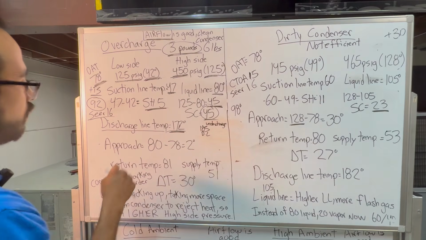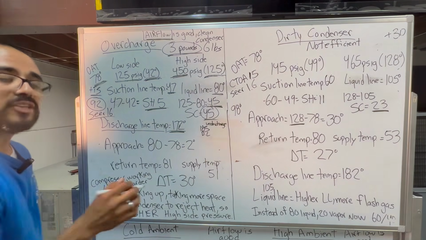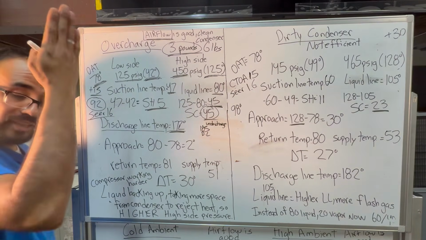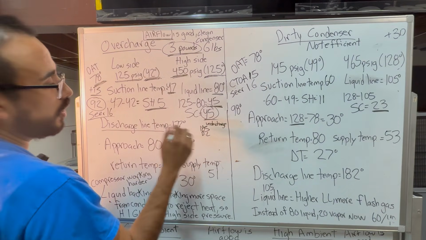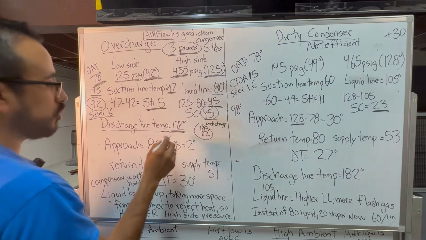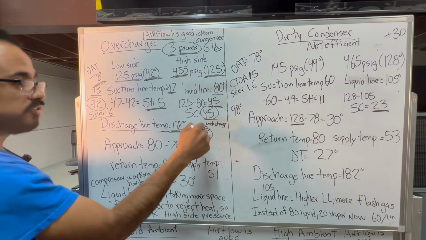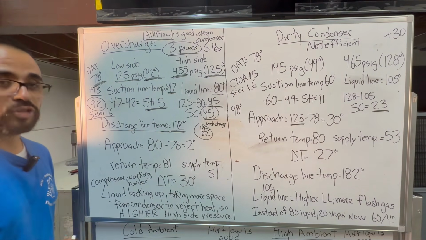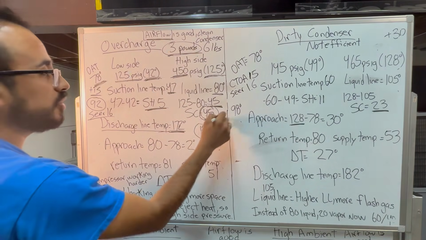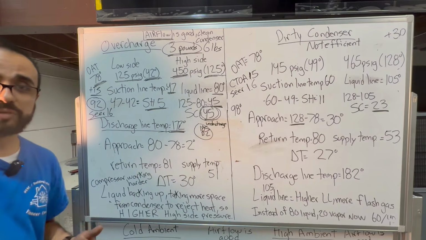slide or previous video, but a system that is undercharged has a high superheat, right? It has a high superheat. It's going to run a high discharge line temperature. A system that is overcharged is also going to run high, but an undercharged system is going to run a higher discharge line temperature. But once again, let's focus on subcooling, right? So subcooling is high, really high. It should be 8 to 12.